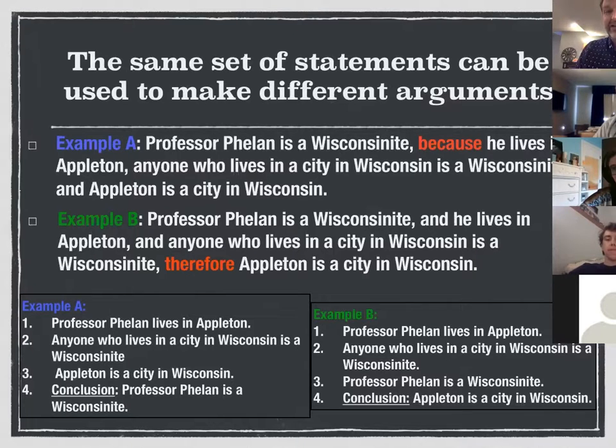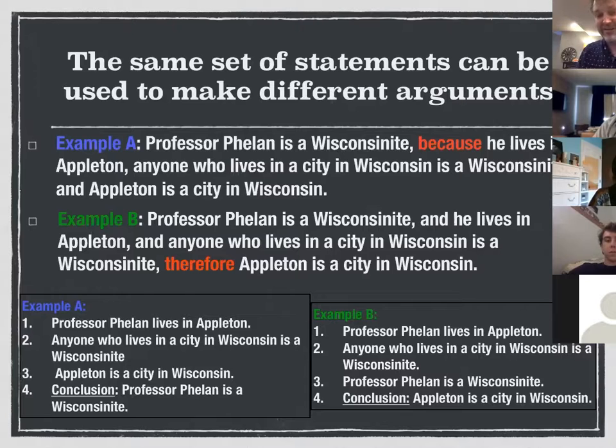Yep. Right. So imagine that there are two ways to be a Wisconsinite. One way is to be born in Wisconsin, and one way is to currently live in a city in Wisconsin. Then a counterexample to this argument would be this: Professor Phelan was born in Wisconsin, which I clearly wasn't, but lives in Appleton, California, right? Then all of our premises would be true.